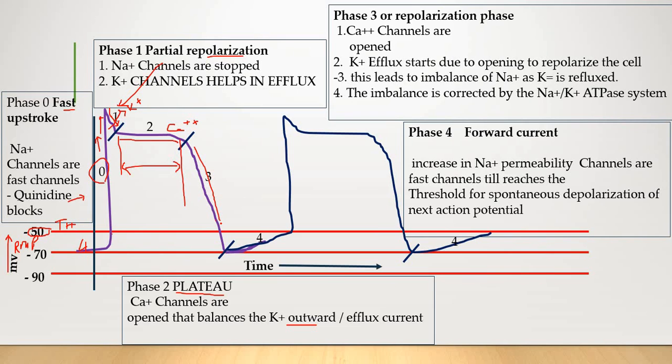This is repolarization. It's going back down again to the resting membrane potential, and this is called the repolarization phase, phase 3. Potassium efflux starts, which repolarizes the cells, and this leads to an imbalance of sodium and potassium. Thus the sodium potassium ATPase comes in. This is now the involvement of energy, and the sodium which influxed and initiated in this phase zero is effluxed out through the involvement of energy.